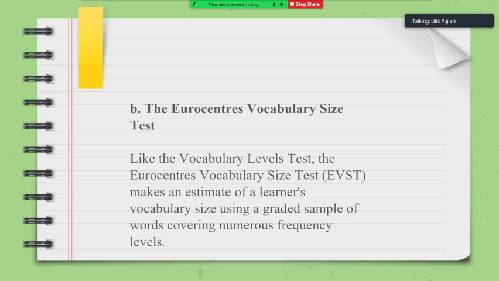the second is the Eurocentris vocabulary size test. Like the vocabulary level test, the Eurocentris vocabulary size test or EVST makes an estimate of a learner's vocabulary size using a graded sample of words covering numerous frequency levels.